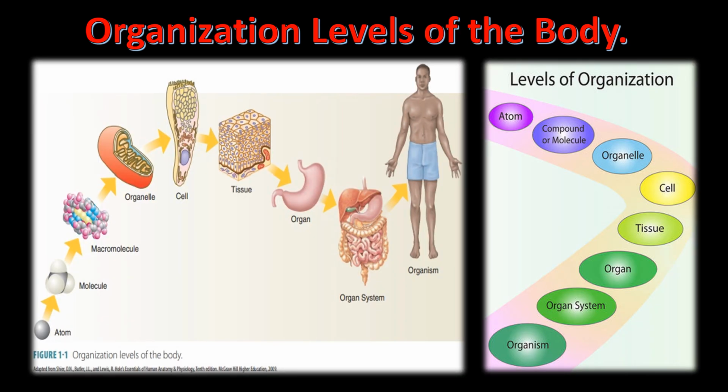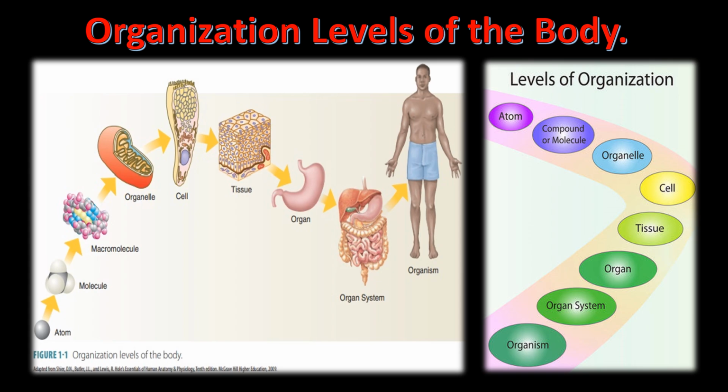Organization levels of the body. First, we're going to start with atoms and molecules. Those are considered to be the chemical level, which is the smallest level of organization. With them, we're going to move up to the organelle, then the cell, the smallest unit of life. Then we're going to go to a tissue, then to an organ, organ system, and organism.